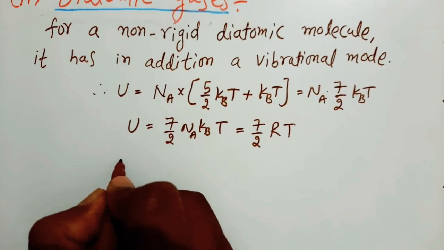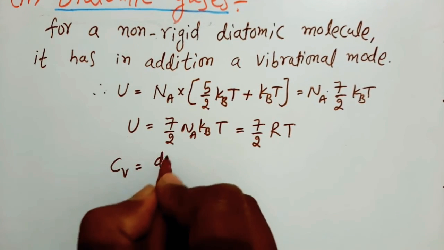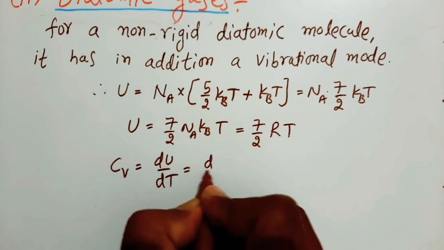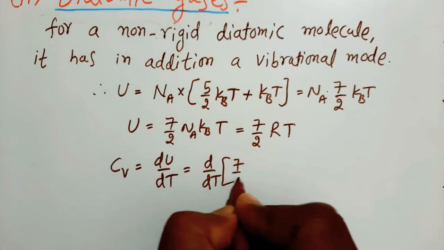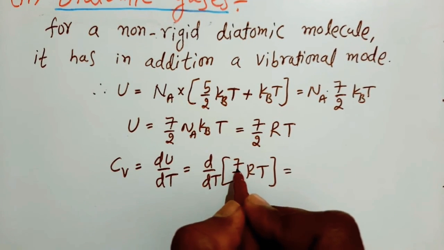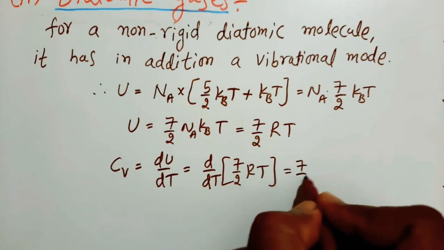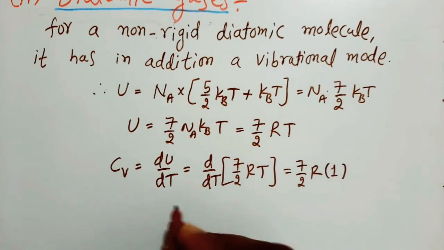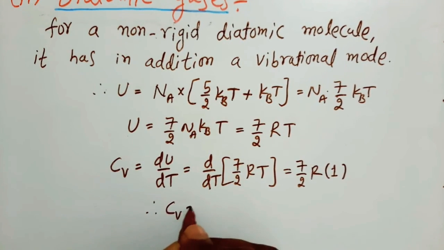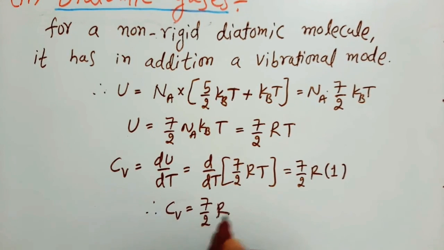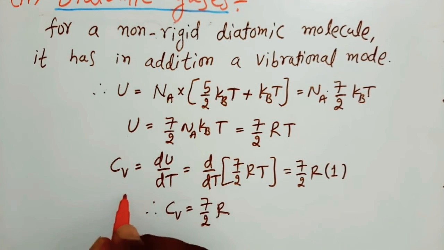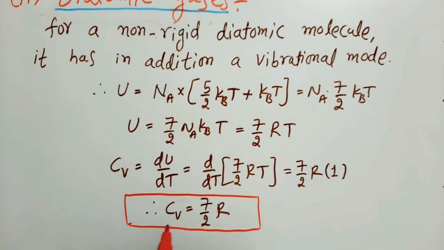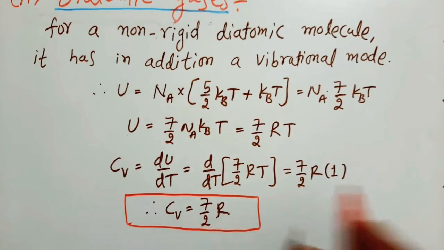Specific heat at constant volume Cv is equal dU by dT, that is equal d by dT of 7 by 2 RT. Here 7 by 2 R is constant, take outside, so here dT by dT, that is 1. Therefore Cv is equal 7 by 2 R. Therefore, for a non-rigid diatomic molecule, specific heat capacity at constant volume Cv is equal 7 by 2 R.